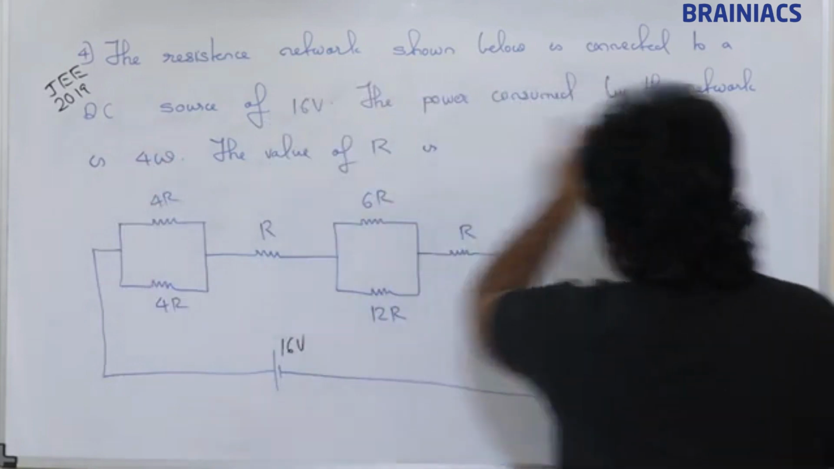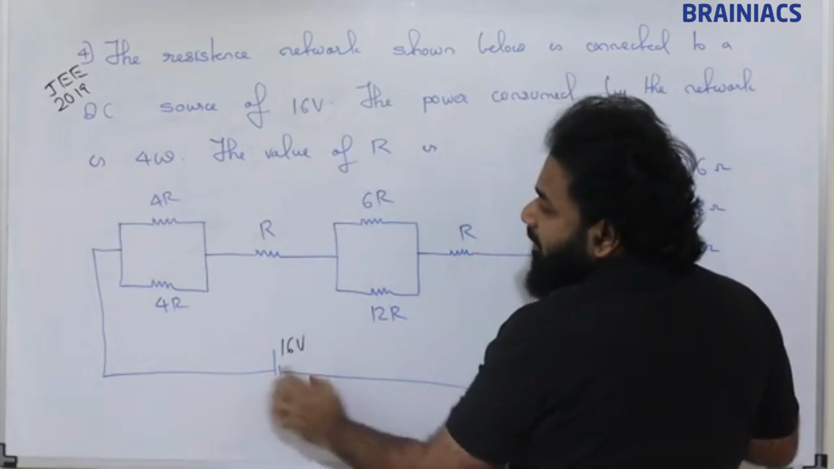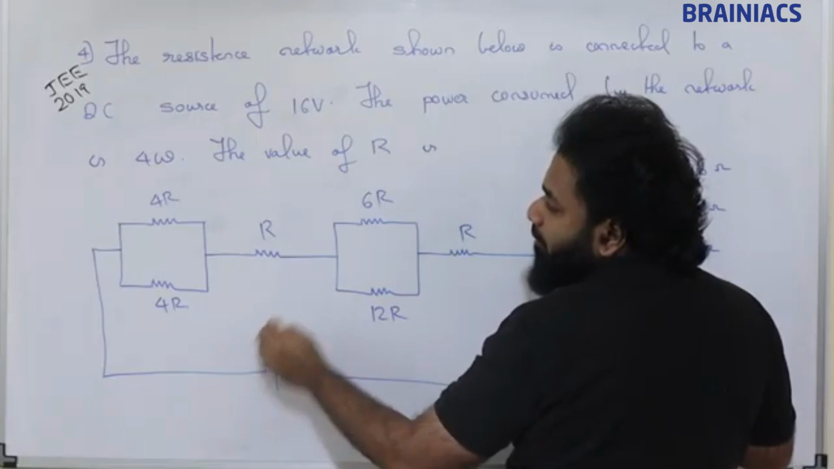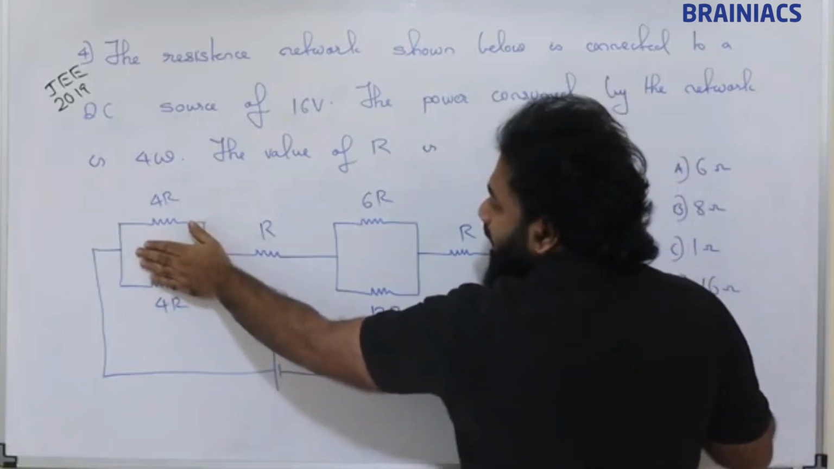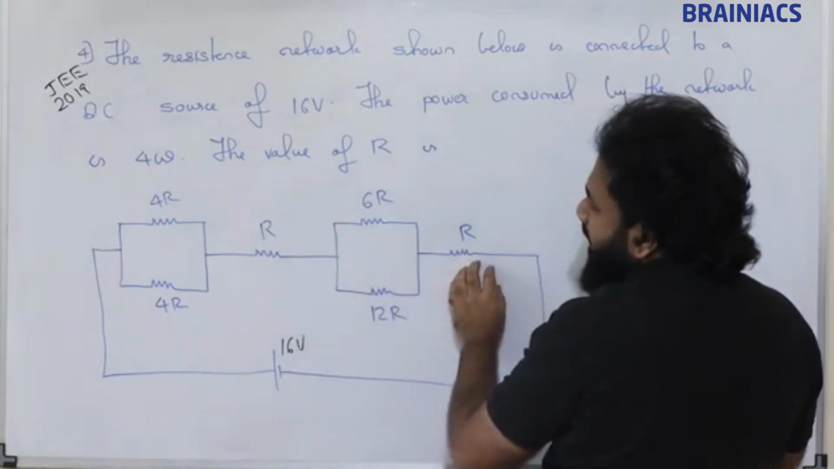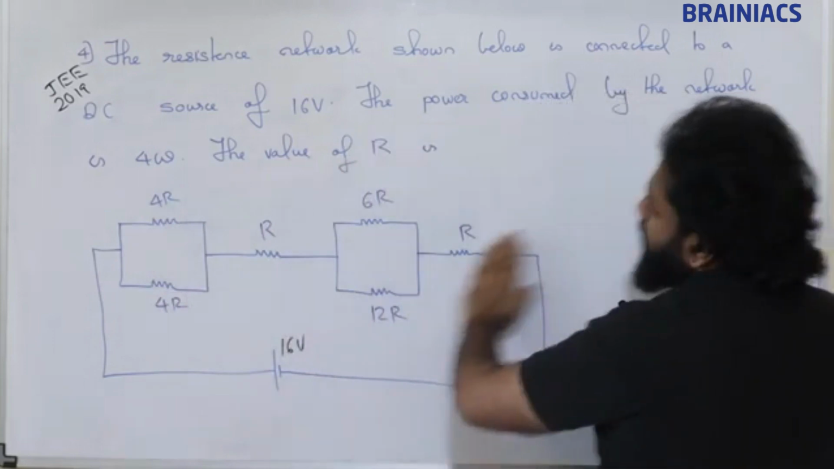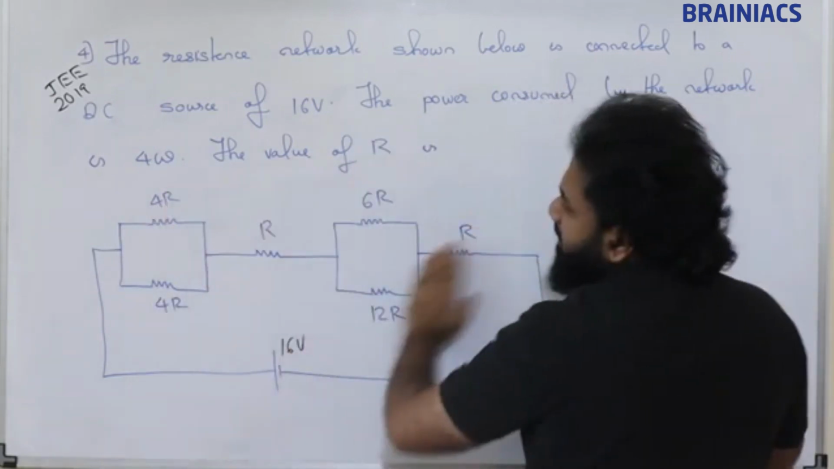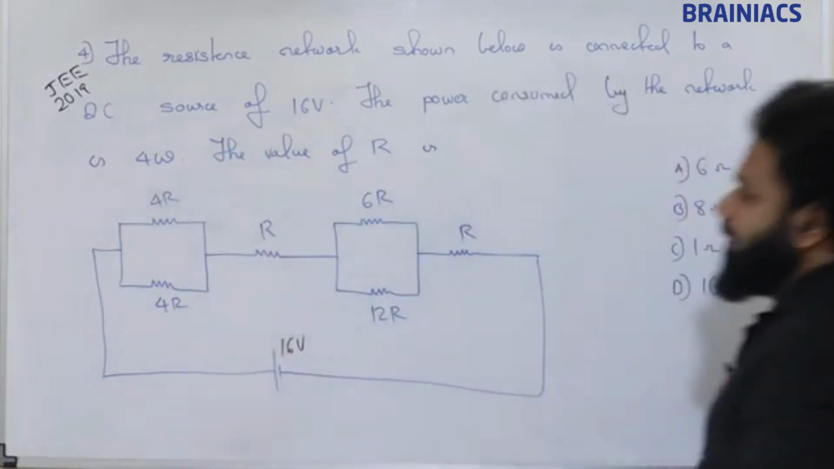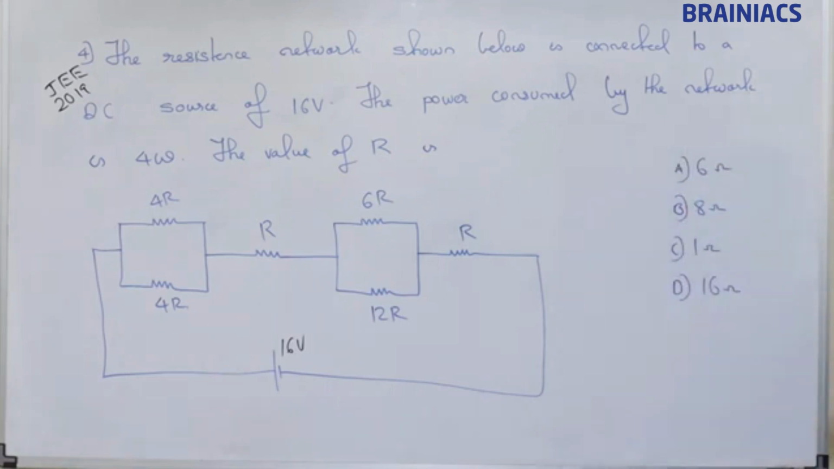The power consumed by the network is 4 watt, meaning this battery will be supplying 4 watt. Energy will be supplied, power will be supplied. That energy will be dissipated or absorbed here. So the power consumed by this whole resistance setup is 4 watt. So pause the screen and do it by yourself.